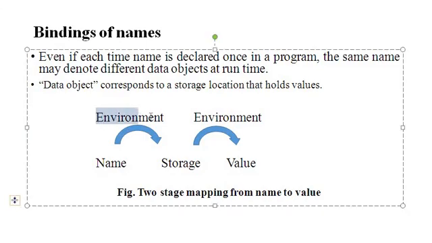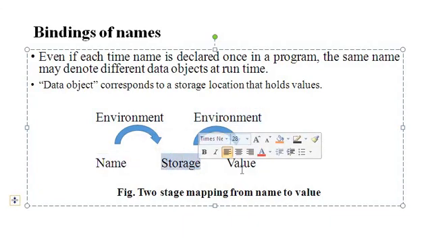Here the term environment refers to a function that maps a name to a storage location, and the term state refers to a function that maps a storage location to the value held there. So name and environment, these both are the same. So name to storage and storage to value.